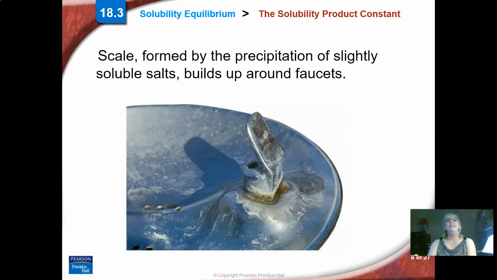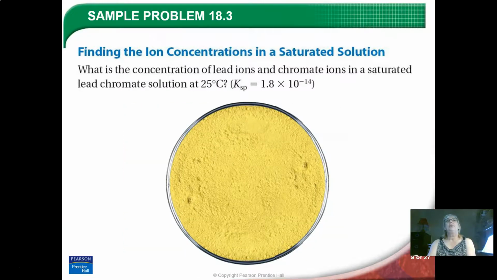So you might see this on water fountains or in your house. You'll see the scale that's slightly soluble, means most of it will be a solid, but some will dissolve in water. So we're going to figure out how to do this KSP value. I'm going to show you how to figure out concentrations of the things that make this lead chromate solution. Lots of times you'll be given a number like this, and you have to find the concentrations of the things that form it.